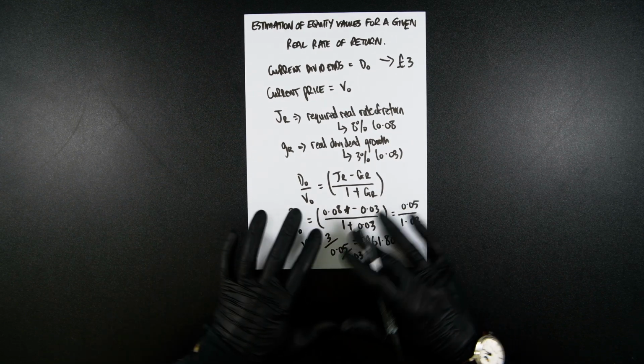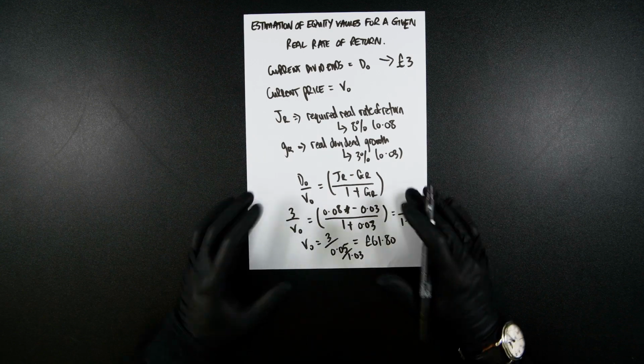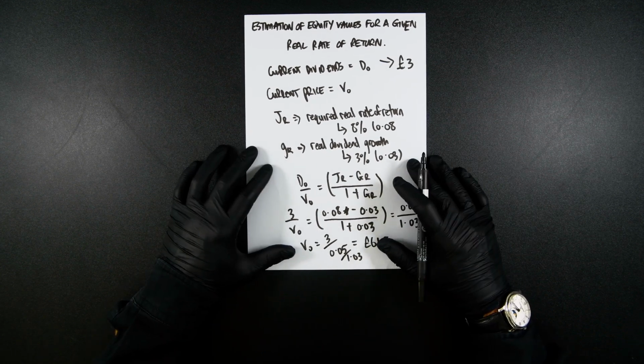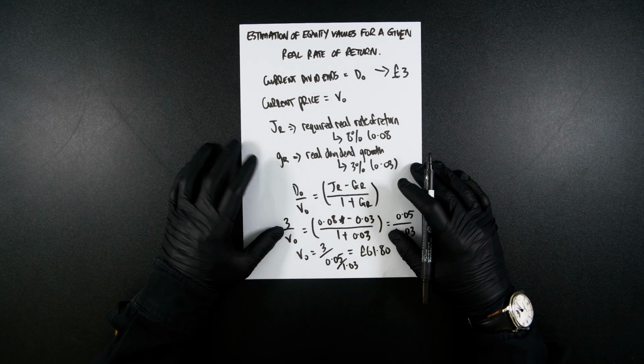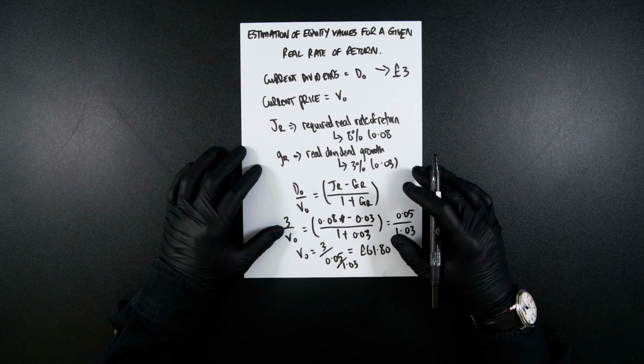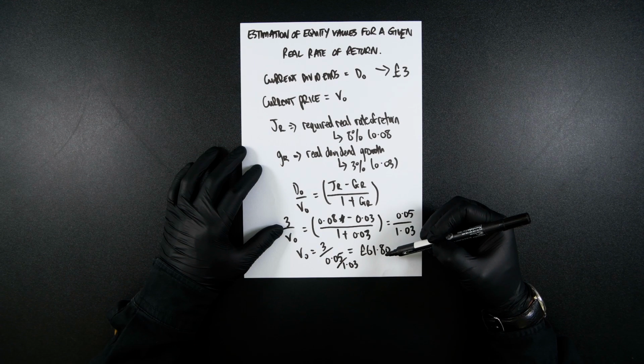If you're unfamiliar with how to rearrange this, I have videos on basic algebra, but if you're looking at this kind of level of investment mathematics, you should be aware of how to do simple rearranging. So at 8%, the fair value of the stock today is 61.80.